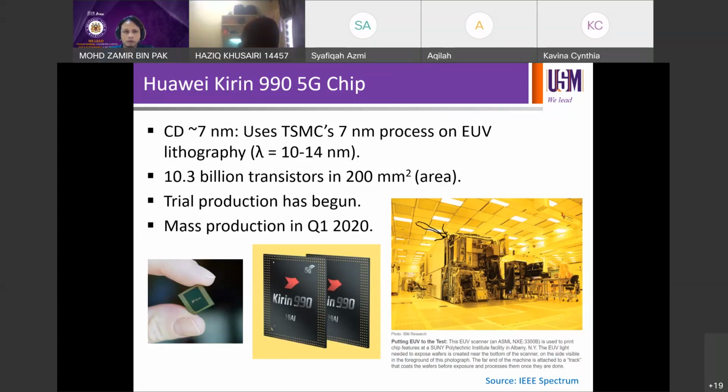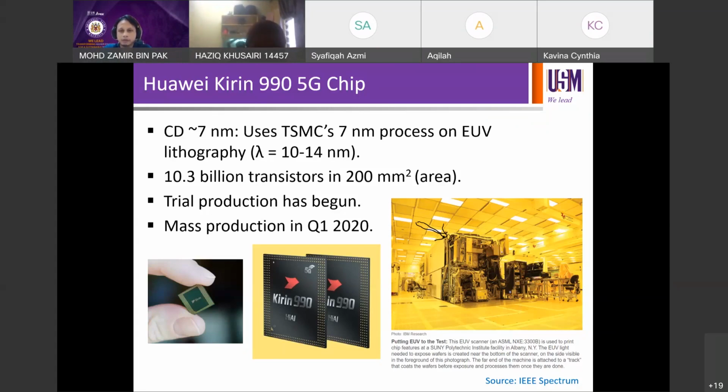Okay, so it's using EUV system, or extreme UV. Kita belajar sebelum ni sampai UV, right? UV, and then if you go down further, you're going to see deep UV. You're going to see UV, UVC, UVB, and then if you go down further, you're going to go down to extreme UV. So the wavelength of the illumination from the EUV system is about 10 to 14 nanometer.